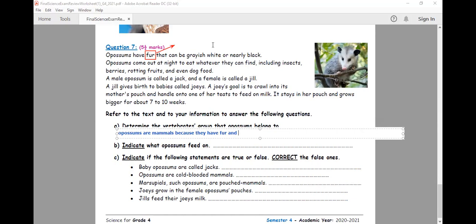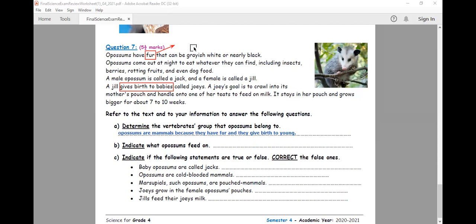I'm waiting for your answers. Okay. Opossums are mammals because they have fur. Do they lay eggs? They give birth to babies. They do not lay eggs, and we know that mammals are animals that don't lay eggs. They are viviparous. Okay?